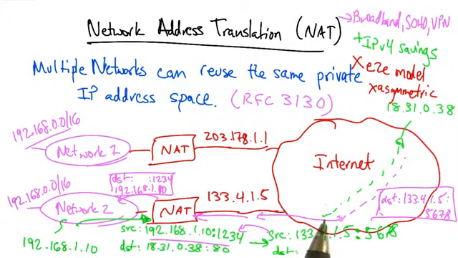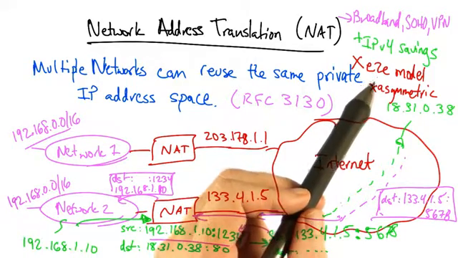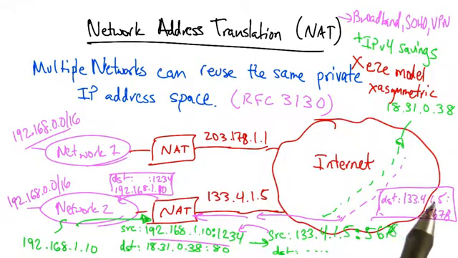It's also asymmetric. Under ordinary circumstances, it's rather difficult for a host on the global internet to reach a device in a private address space in network 1 or network 2, because by default, those devices in these private networks do not have public globally reachable IP addresses. So NAT both breaks end-to-end communication and it also breaks bidirectional communication.